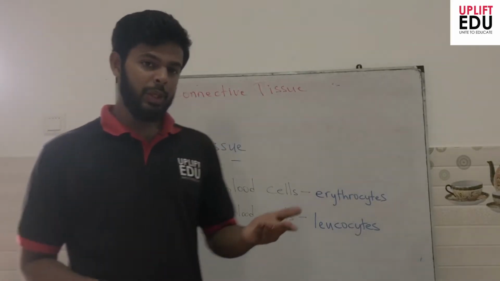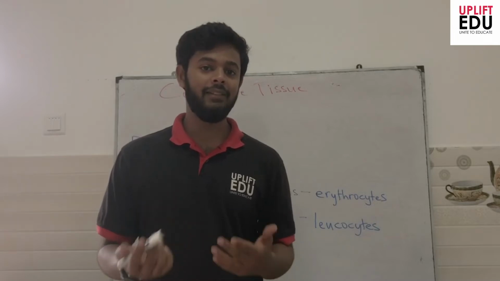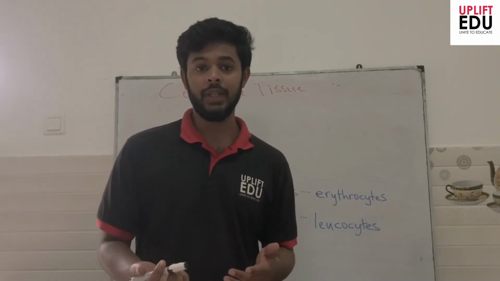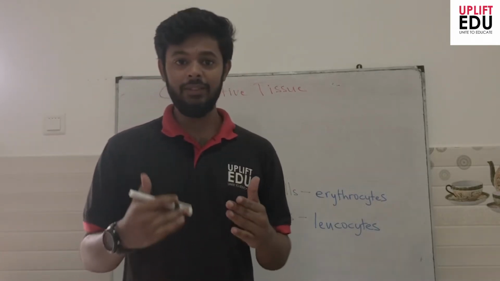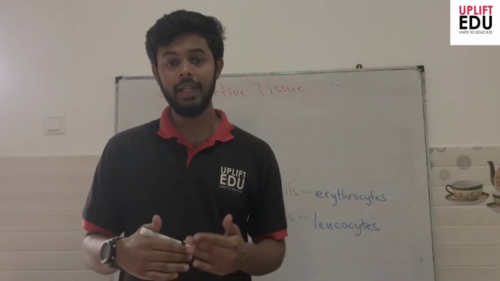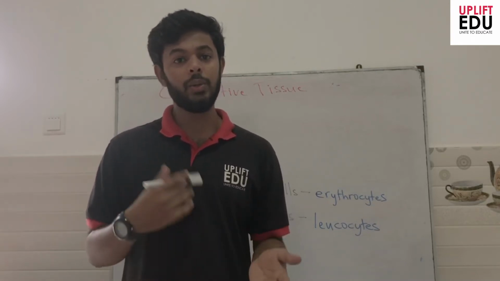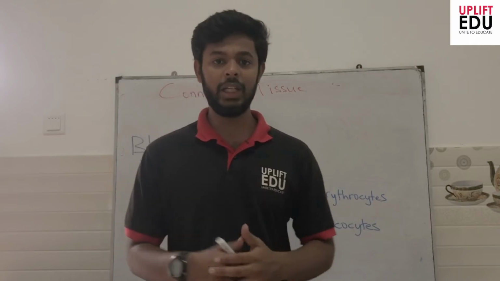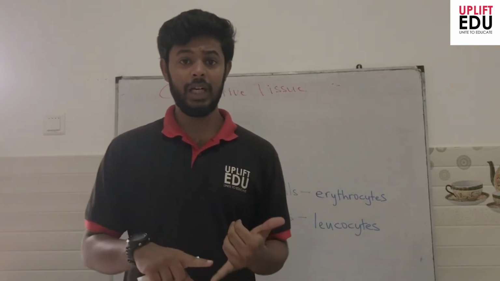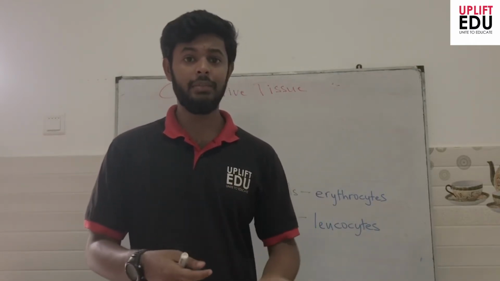When I say connective tissue, from the term itself we can have an idea of what connective tissue should be. Connective tissue is a tissue that is involved in maintaining connection between two different organs or two different tissues. We call it connective tissue. For example, our blood.